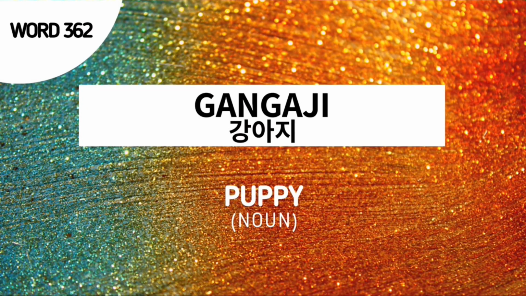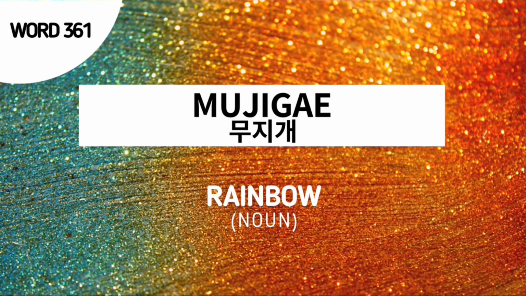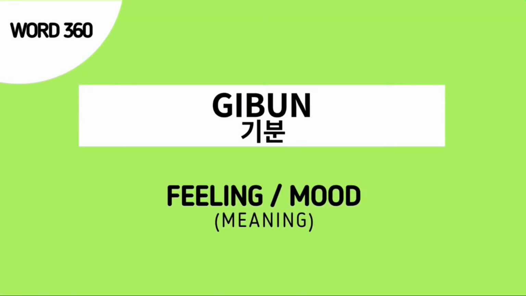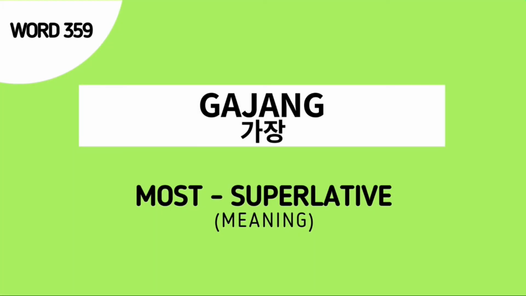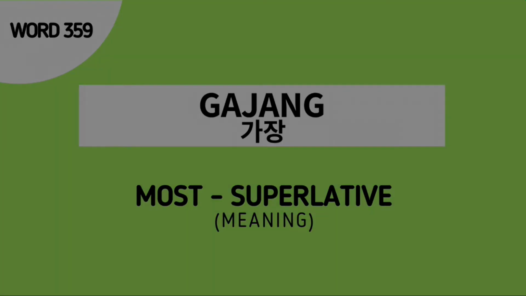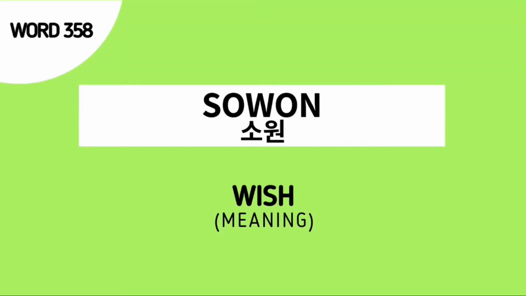Next word is 강아지, which means puppy. Next word is 무지개, which means rainbow. Next word is 기분, which means feeling or mood. Next word is 가장, which means most. And the last word for our review is word number 358, sowan, which means wish.